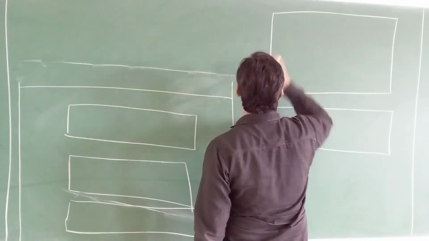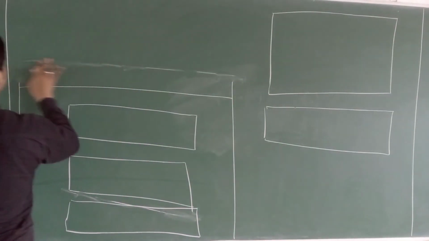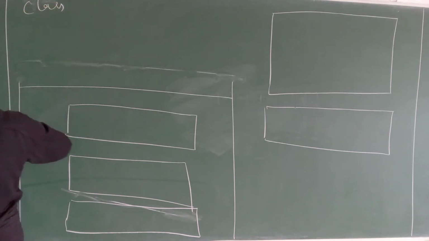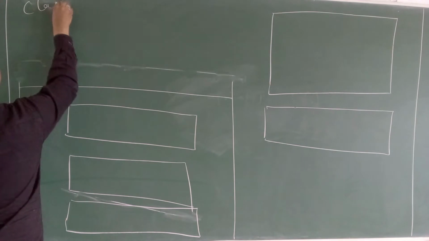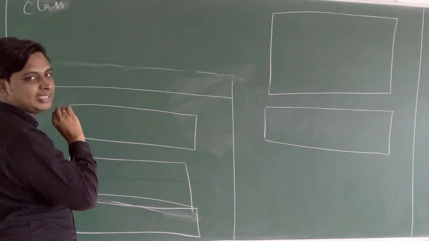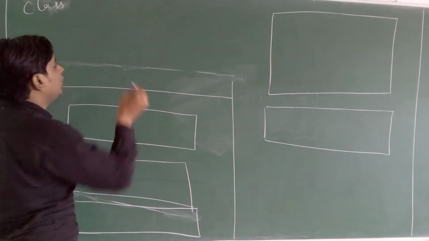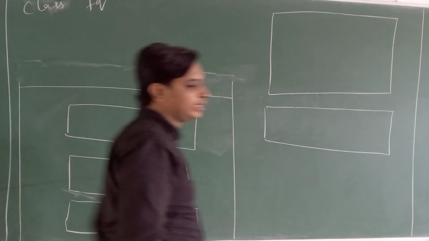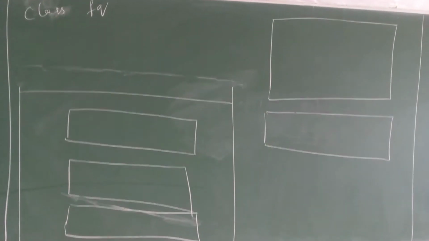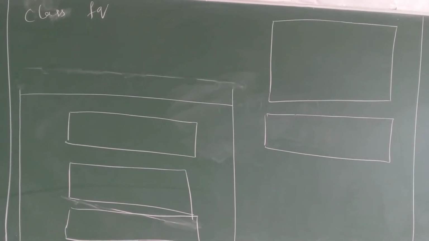So void class. What is the program name? Frequency. If you are getting confused with the word, you can write just FQ. So your class name is what there? FQ. So your class FQ. FQ means frequency only. Okay. Then here you have to open the bracket.